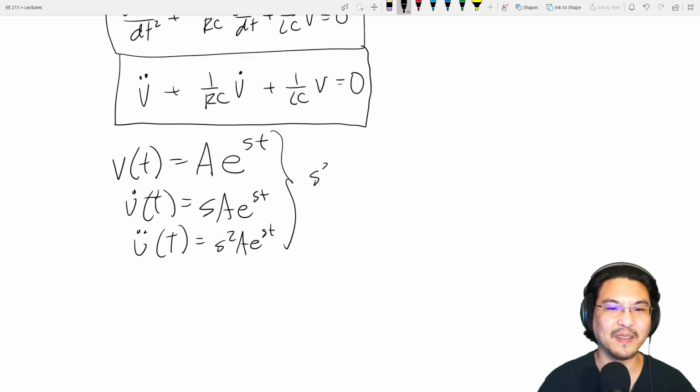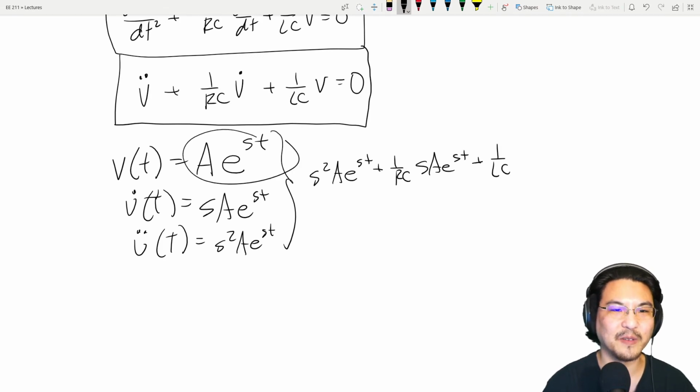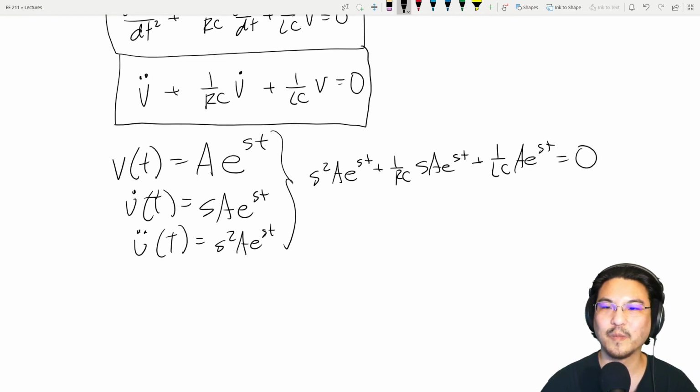What do we get? s squared a e to the st, and then plus 1 over RC v dot, which is s a e to the st, plus 1 over LC v, which is this, equals 0. Right? And then we can do some factoring a little bit.